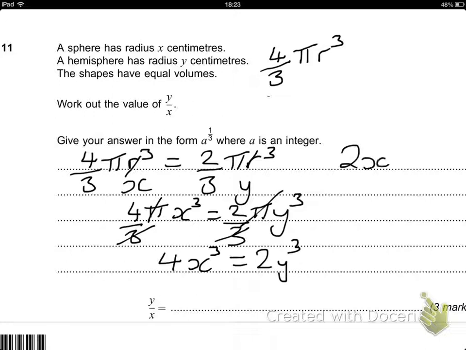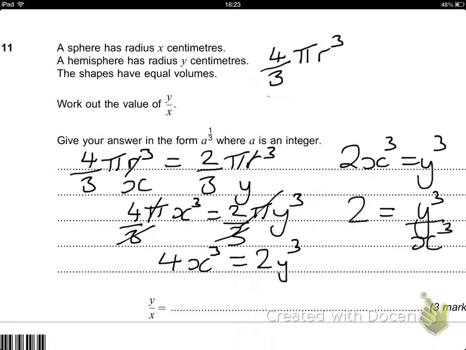If we then divide both sides by 2, because you can cancel down further, you get 2x cubed on the left hand side and y cubed on the right hand side. Now the question wants you to work out the value of y divided by x. So what we need to do there is get the y and divide by the x. We're not there yet because we've got y cubed and x cubed, but the 2 stays where it is.